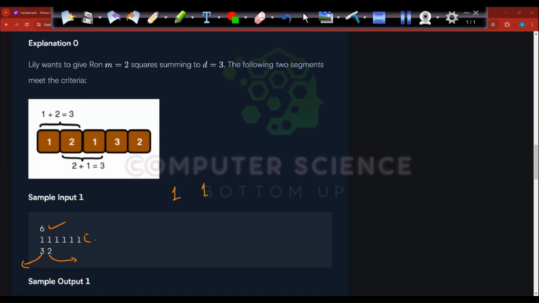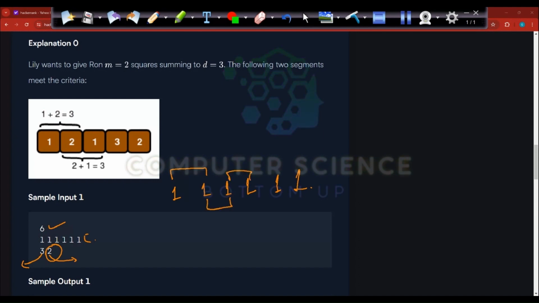So 1 1 1 1 1 1. Birth month is 2. So the length of your contiguous squares is going to be 2. So we will check in 2 adjacent elements only. The sum is always going to be 2.